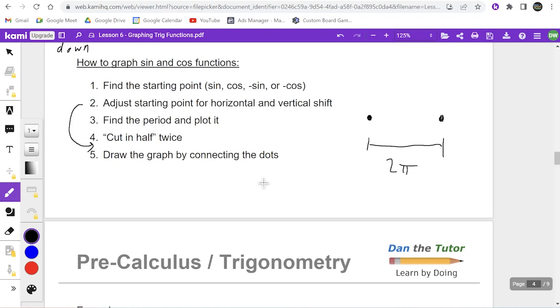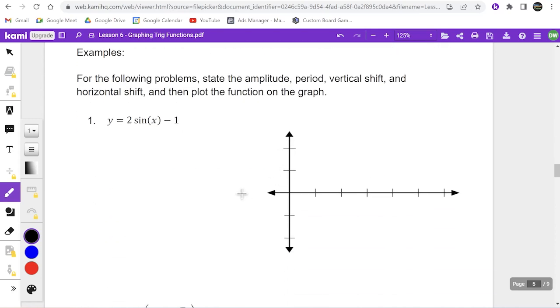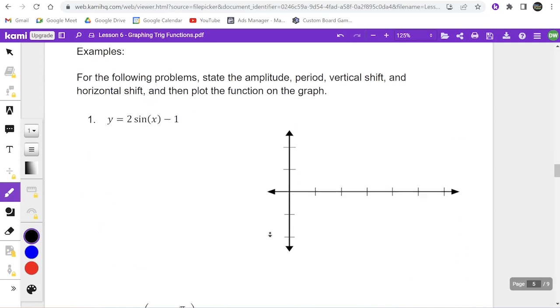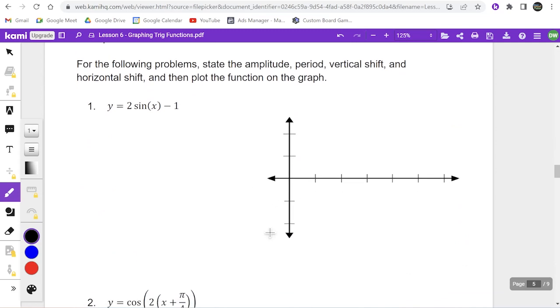Now, that's very nice said in theory. I'm sure you're all excited to try it out. But let's actually do an example, and you'll see how hard this really is, or easy if you think this is easy. For the following examples, or problems, state the amplitude, period, vertical shift, and horizontal shift, and then plot the function on the graph. Now, I'm okay if you don't call it amplitude, period, vertical shift, or horizontal shift. Instead, if you just want to call them A, B, C, and D, I'm okay with that too. I'm pretty sure your teachers will as well, because they know what you're talking about.